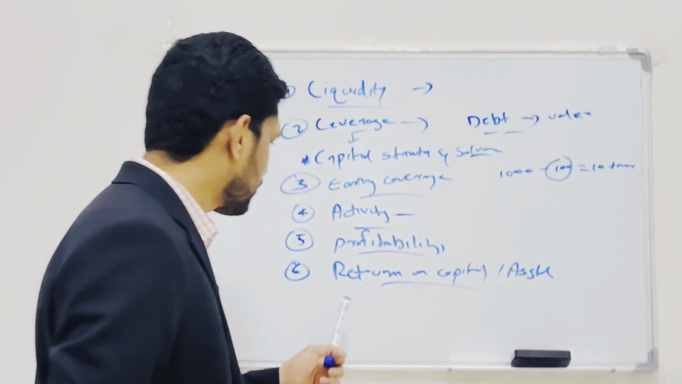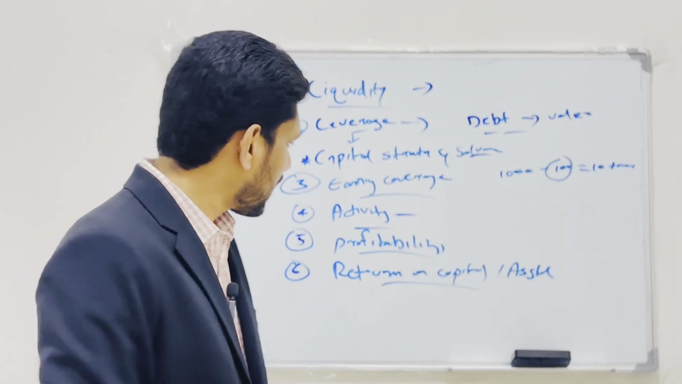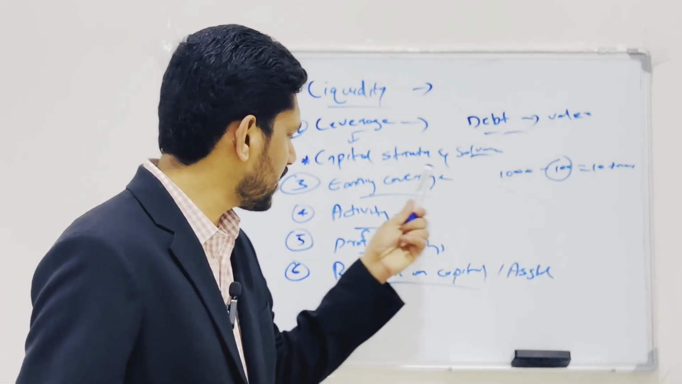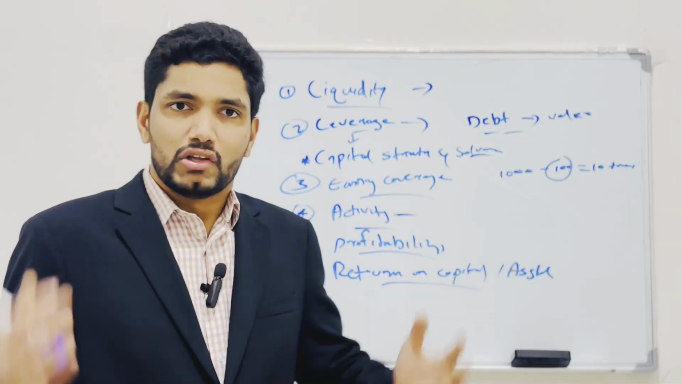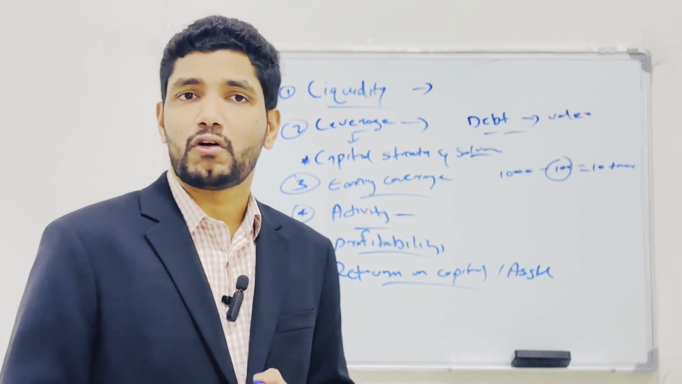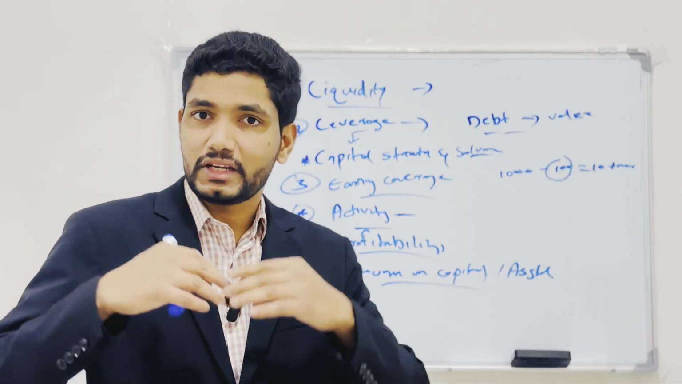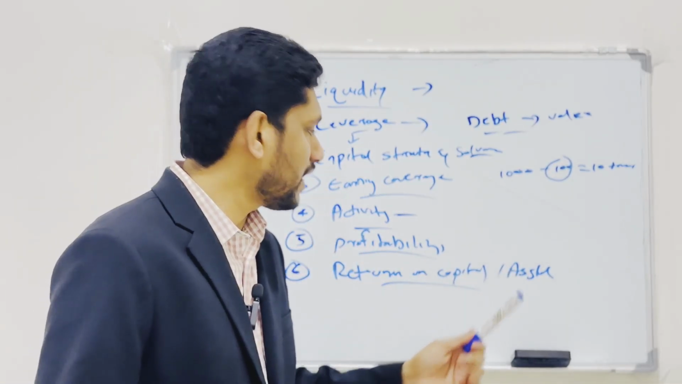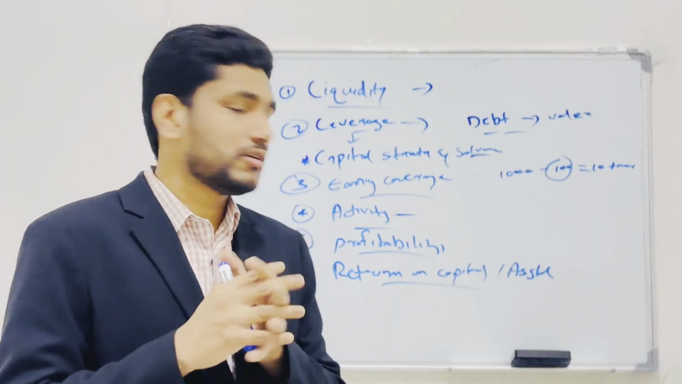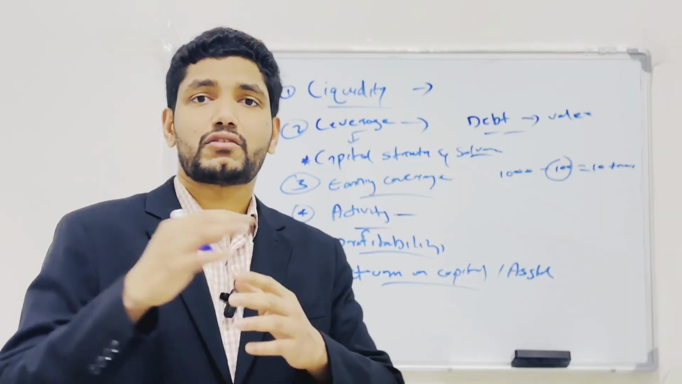The next category we discussed is return on capital or return on asset. Here we are comparing our profitability with our invested assets and total capital. We are connecting our net profit or operating profit with our total invested capital and total assets. We are analyzing how effectively we are using our capital or assets to generate profit.